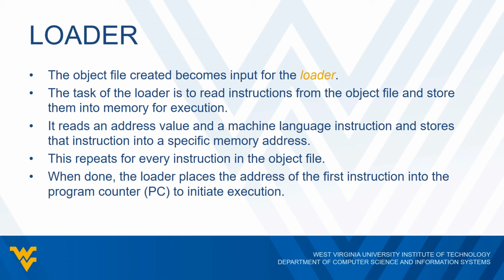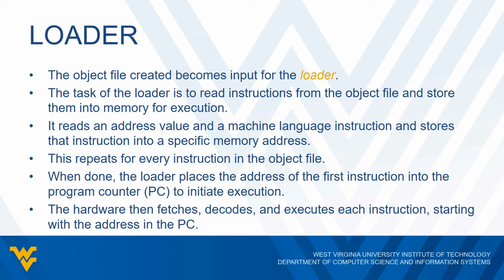When loading is complete, the loader places the address of the first instruction, which in our example would be 0, in the program counter to initiate execution. Then the hardware, as we've already talked about, would begin to fetch, decode, and execute the instructions, starting with the first instruction, whose address is located in the program counter. So we get to the beginning of the program. The program counter has the first address of our program, so it's just going to fetch that instruction, decode and then execute it, and we're just going to repeat this cycle until the program is complete.